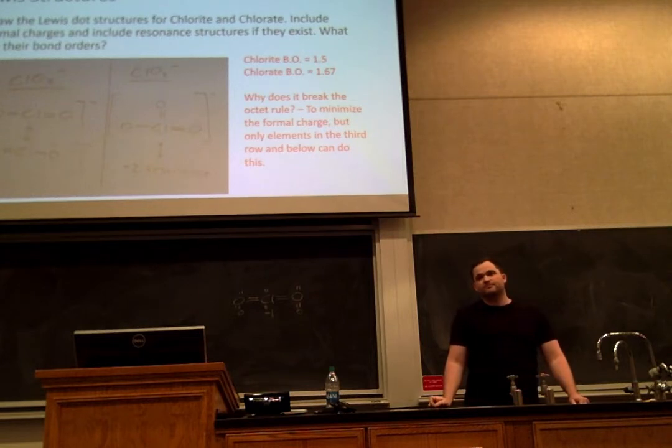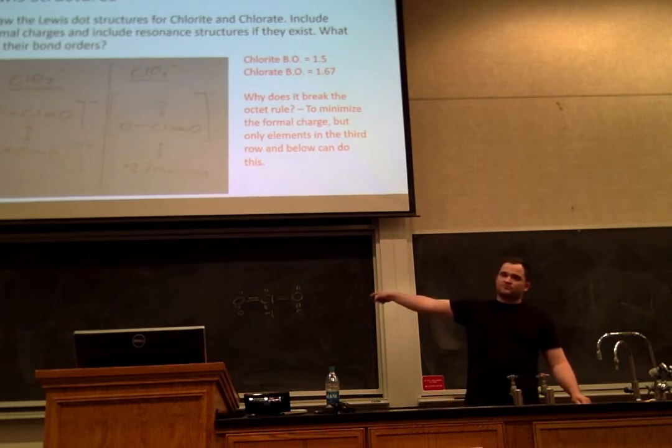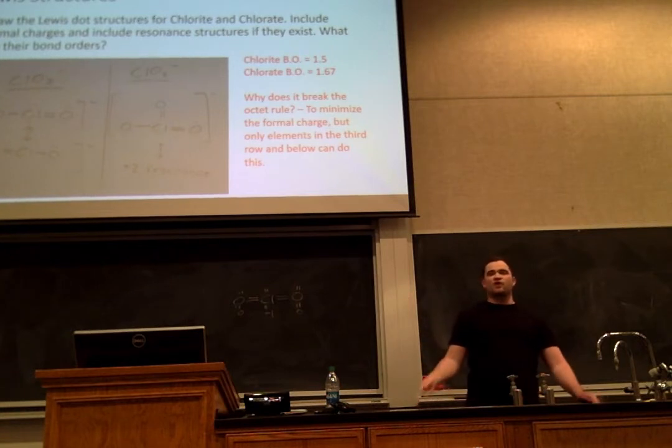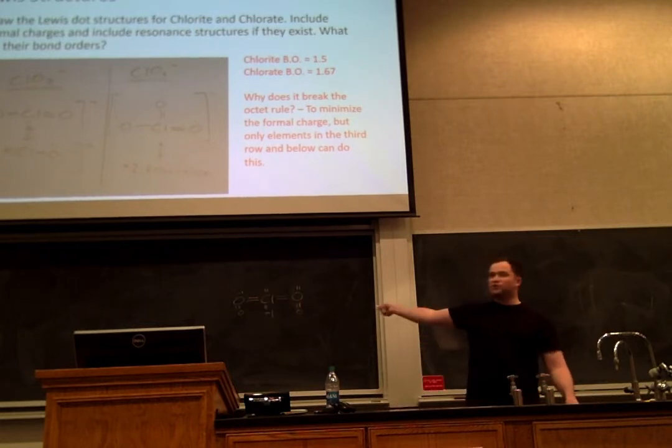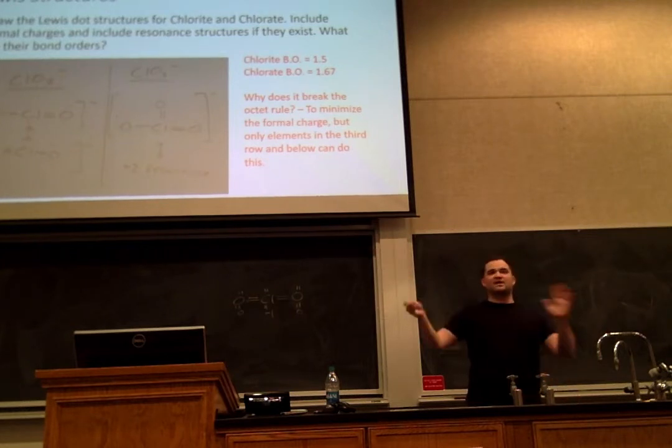If we were asked to draw chlorite and its resonance structures on the exam, you would not draw that. What you would be asked is to draw the Lewis structure for chlorite, or the most stable structure for chlorite, and include resonance structures. You would not include that, because that isn't the most stable. Those two are the most stable, and they're equivalently stable, which is why we draw both of them.